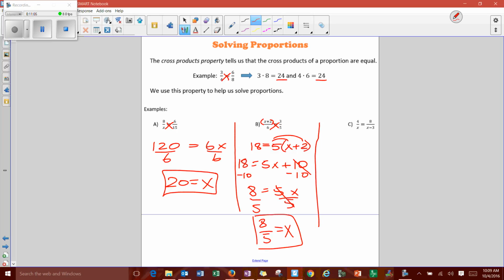Keeping in mind, you should leave your answer as an improper fraction. You should reduce it. It can't be reduced. You should not leave your answer as a decimal, all right?